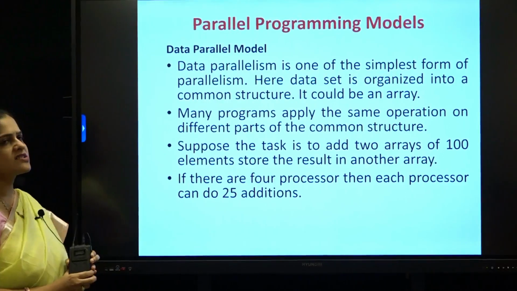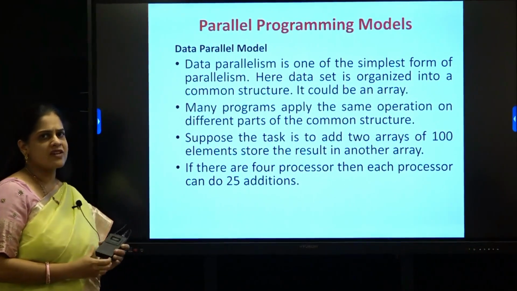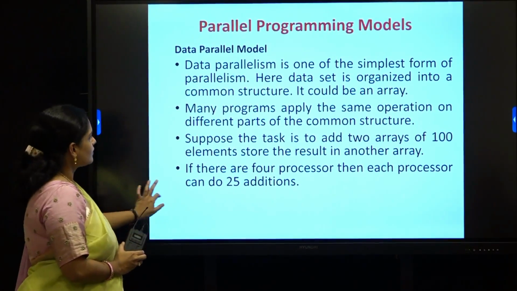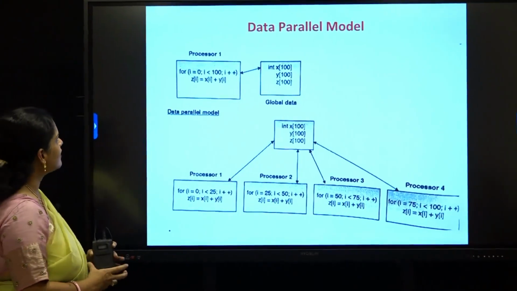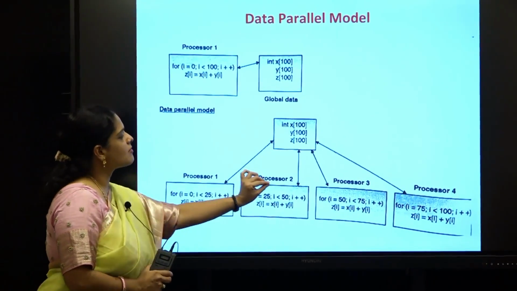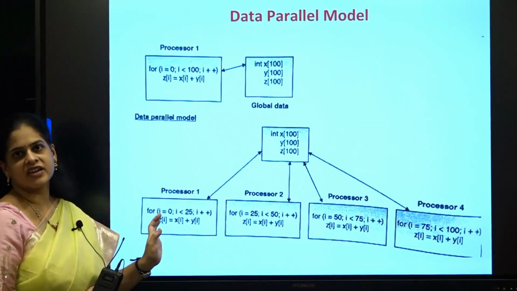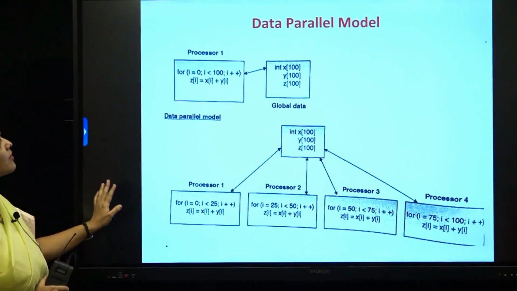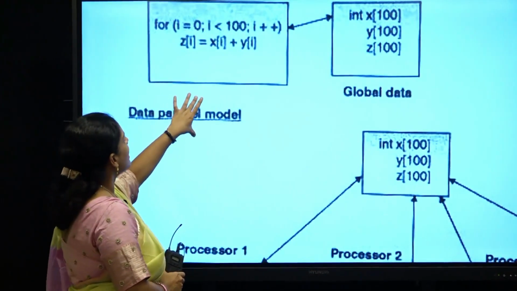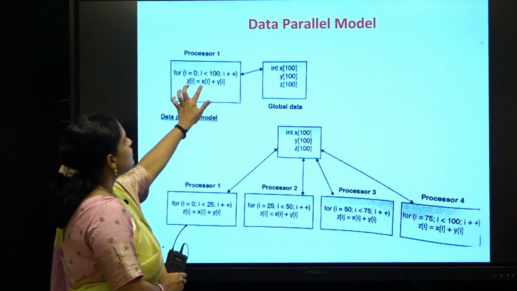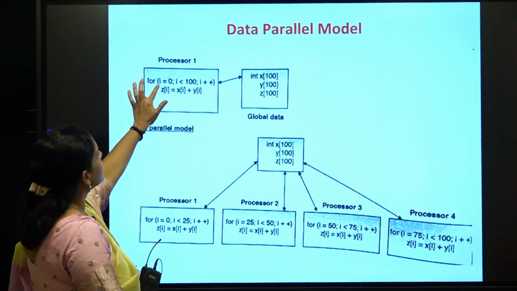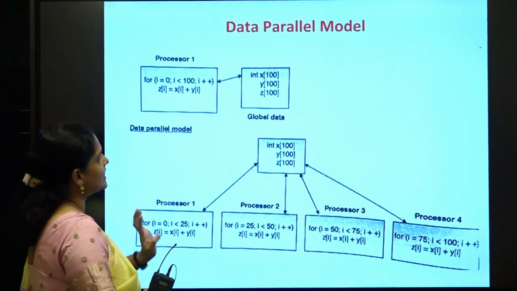The data parallel model implements the concept of Flynn's taxonomy, which is single instruction multiple data stream. Here is an example of a data parallel model. For a single instruction, you are executing it on multiple processors on different sets of data. If you see here, we have a single instruction, and we have two arrays, xi and yi. We are going to calculate zi, which is nothing but xi plus yi, and we have a loop here for i equal to 0, i less than 100, i plus plus.